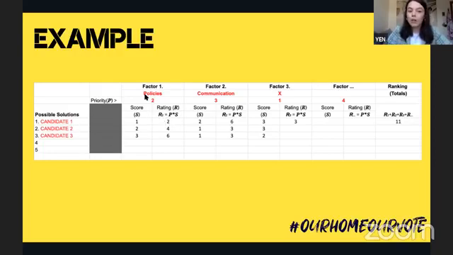So for example, on factor 1, policies, it was my second favorite, so I said 2 for policies. Then candidate 2 did kind of okay, not bad, not good, so they got a 2. 2 by 2 is 4, and that's what we're going to write in here. We're just going to do the same thing for every single factor and for every single candidate.